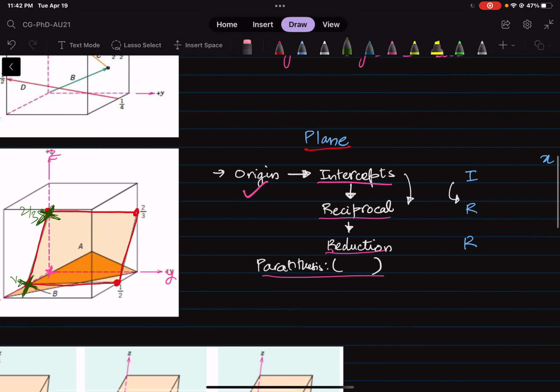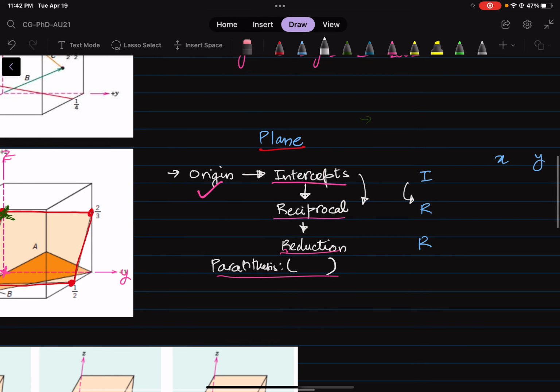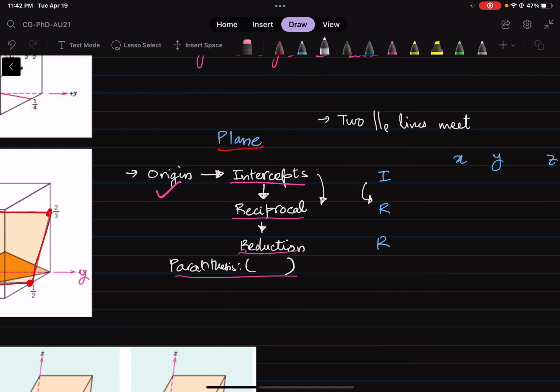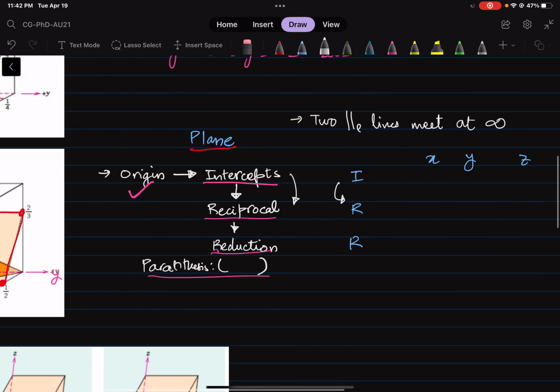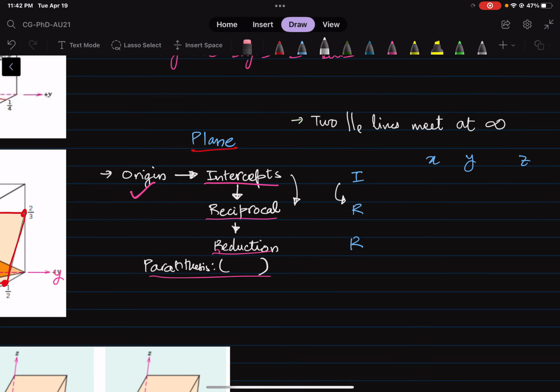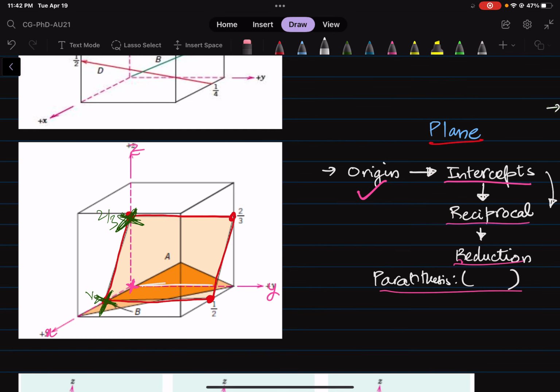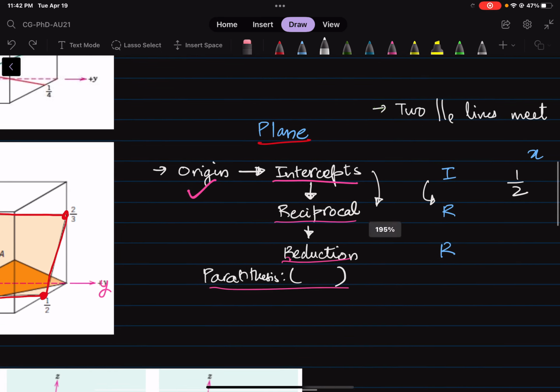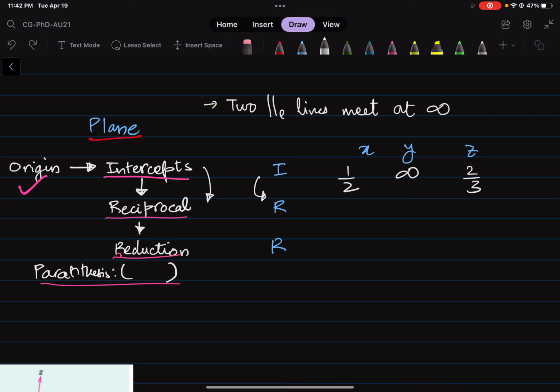So mathematically speaking, two parallel lines meet at infinity. So you could write it in this way. So again, the x-intercept is half. The z-intercept was 2/3. The y-intercept, because you can see that it nowhere touches the y, so it is parallel to the y-axis. Therefore, the x-intercept becomes half, y-intercept becomes infinity, the z-intercept becomes 2/3.